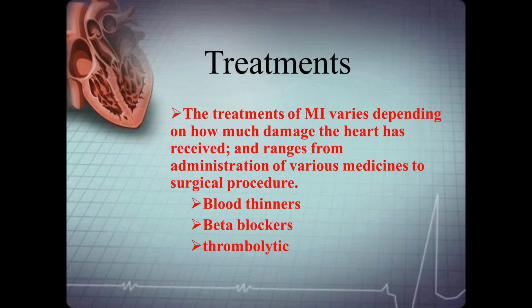The treatment varies depending on how much damage the heart has received and ranges from the administration of various medicine to surgical procedure. Blood thinners such as aspirin are often used to break up blood clots and improve blood flow through narrowed arteries. Usually, beta blockers lower your blood pressure and relax your heart muscle. Thrombolytics are also often used to dissolve clots. Aside from medicine, most treatments begin in the emergency room, with a surgical procedure called angioplasty.